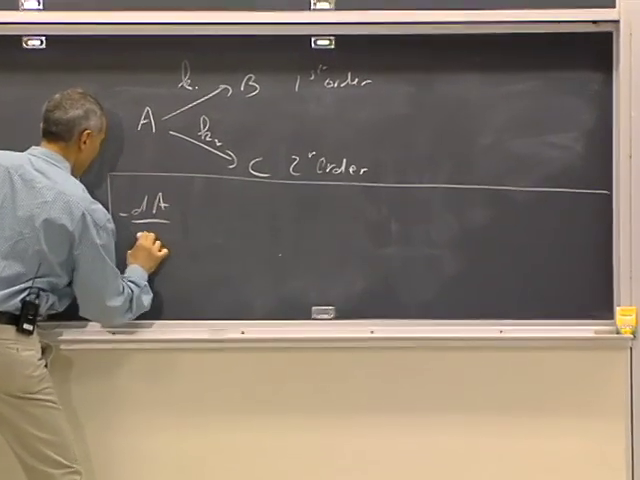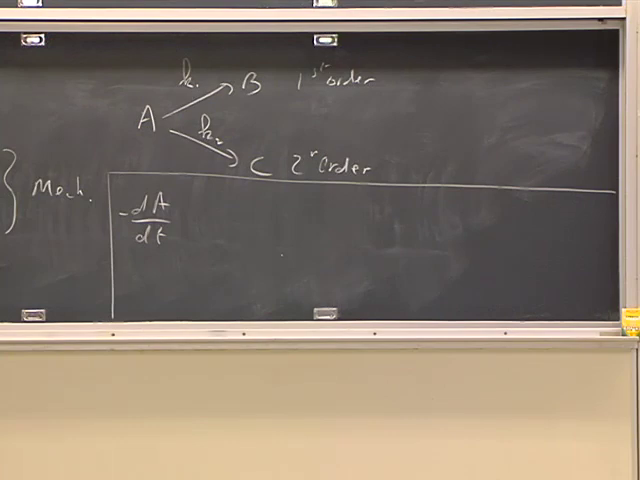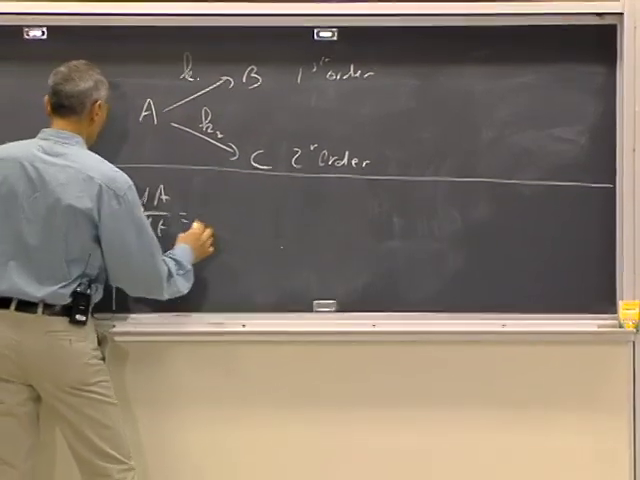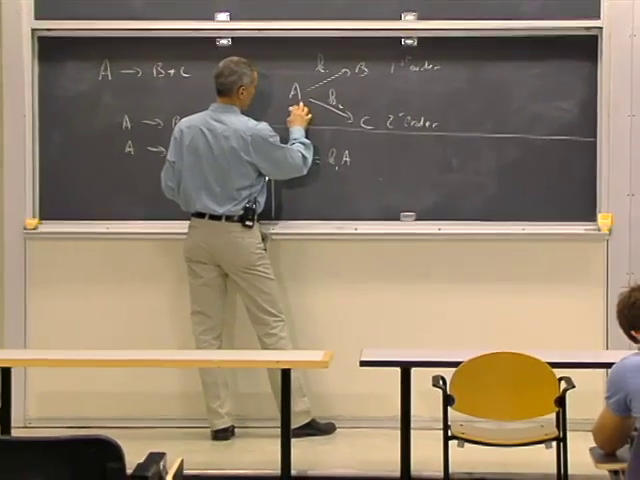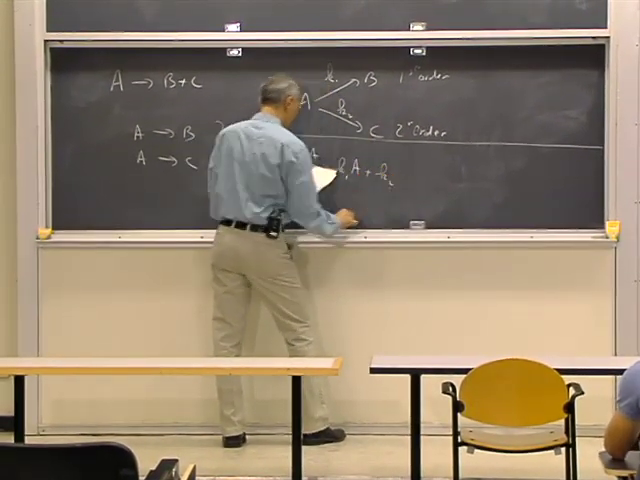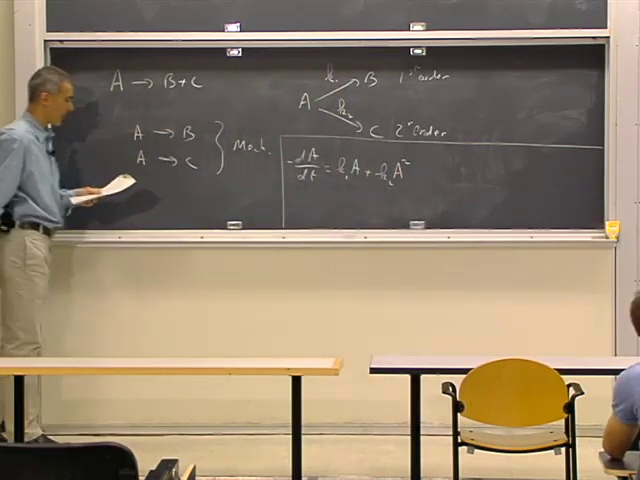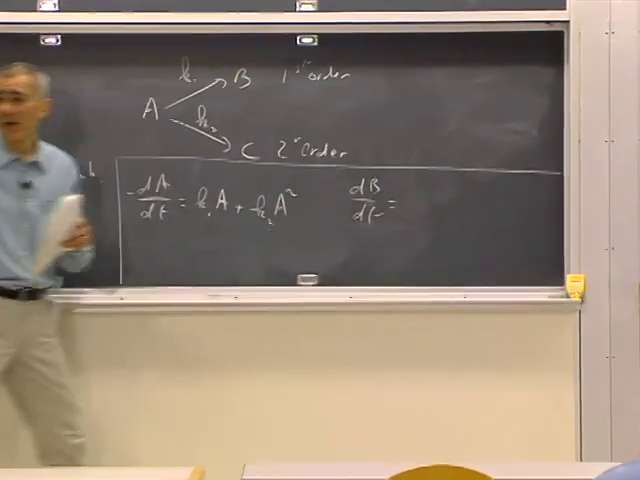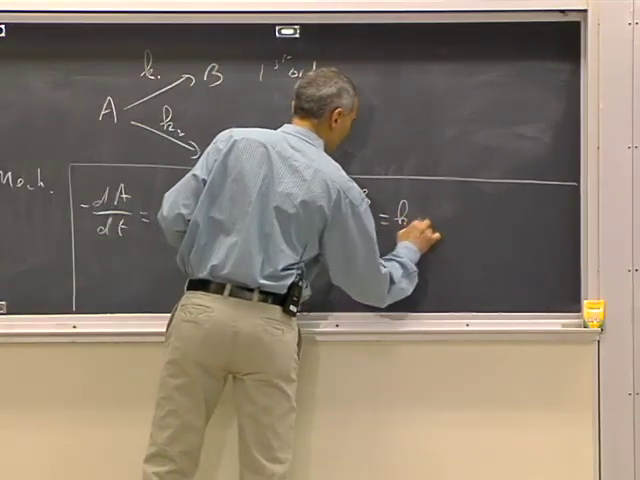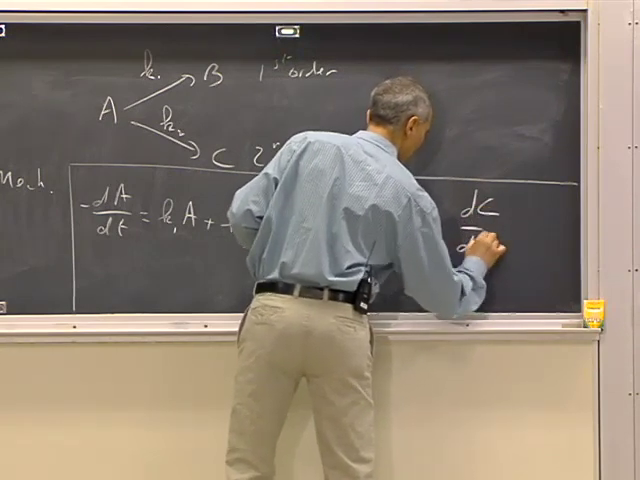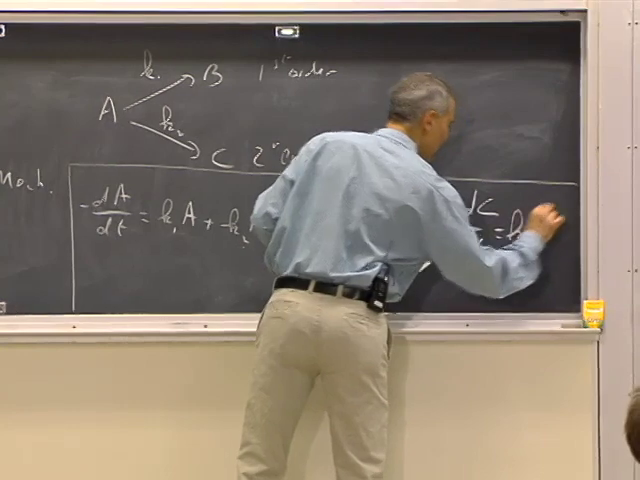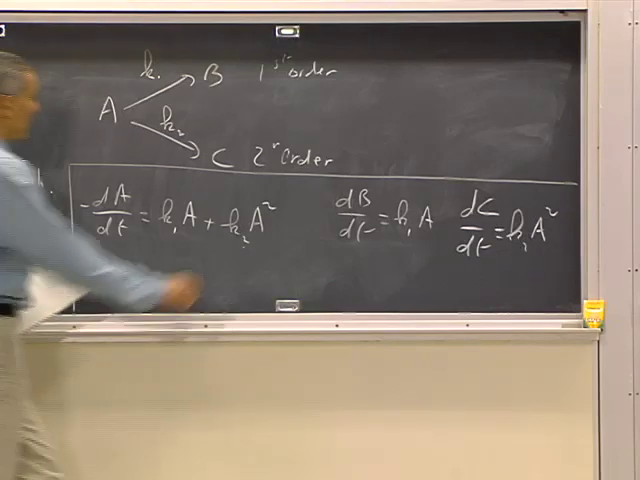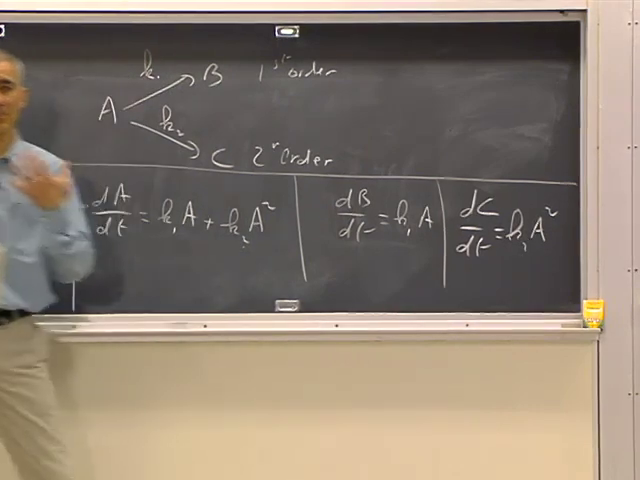So for A, we have dA/dt. And again, I'm dropping the brackets around the A because I don't want to carry around all these extra symbols. So we destroy A by making B, so that's going to be first order. And then we also destroy A by making C, and that's second order. So we have two paths out of A to get rid of A. Then we write down the appearance of B, dB/dt, it's only through one path, first order in A, and then the appearance of C, only one path, which is second order in A. And these are all our differential equations. And now the trick is, how do you solve these three differential equations in a way that you get meaningful information out?